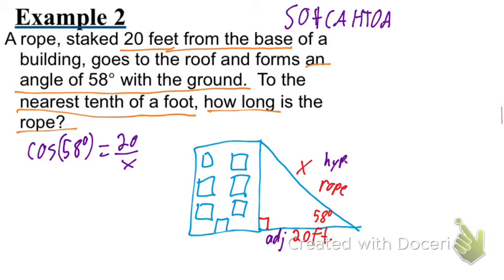Okay, Aiden. Divide each side by 20. Not divide by each side, because here's what happens if we were to divide each side by 20, or multiply by 1 over 20, which would do the same thing, that reduces that. But now we have cosine of 58 degrees divided by 20 is equal to 1 over x.